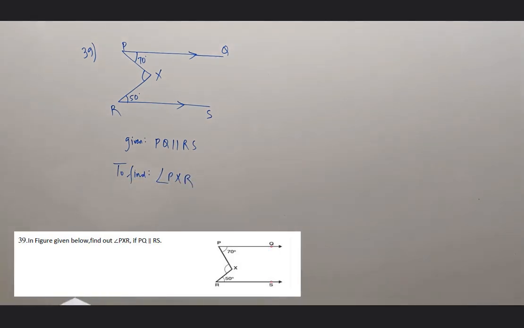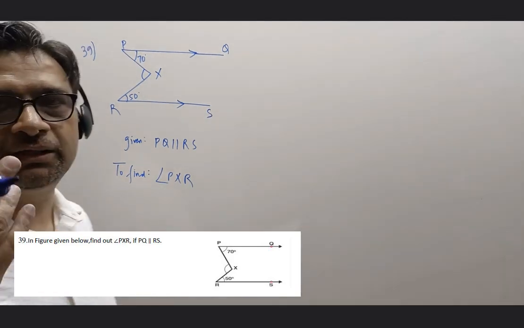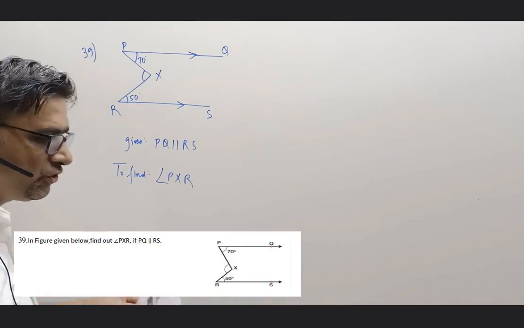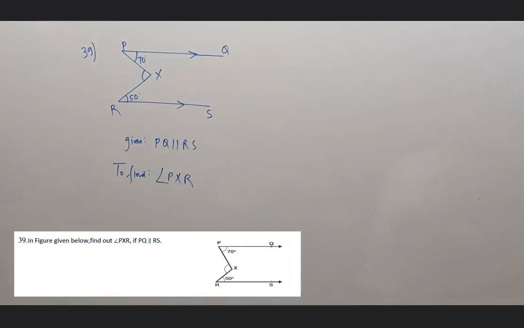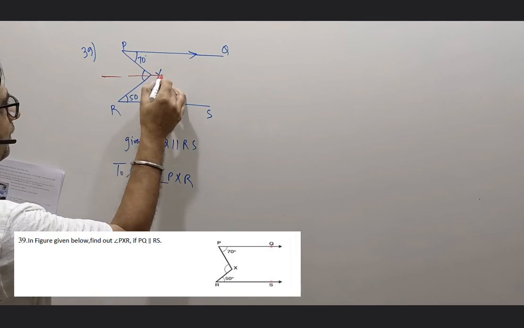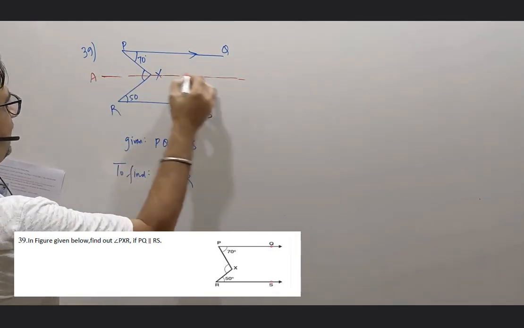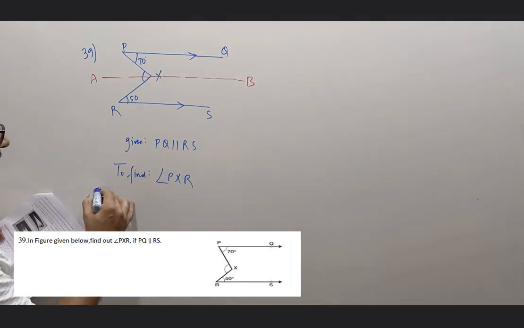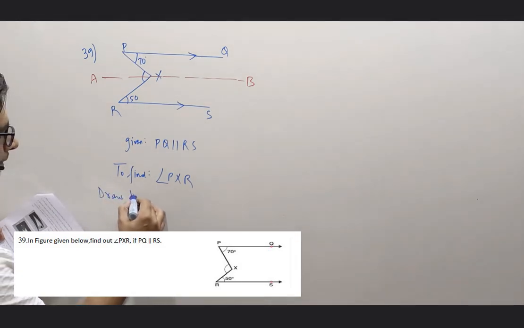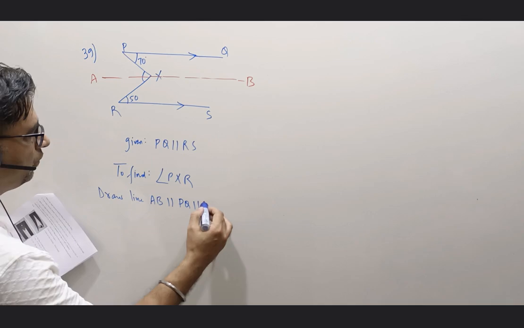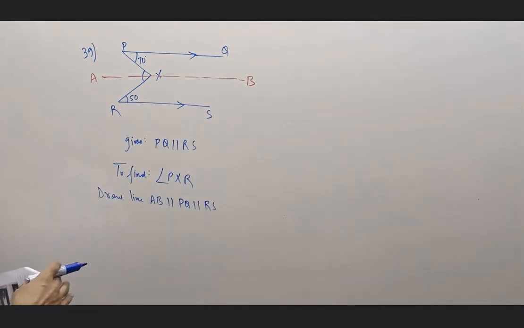So in questions like this, to make use of the various pairs of angles that we are familiar with when two lines are parallel, let us draw a line passing through X which is parallel to both of these given lines. So what I mean is, let us draw a line, let's call it AB, or any line as you may please. Draw line AB, line AB parallel to PQ, which is also equal to RS, because PQ and RS are already parallel. If you draw a line parallel to PQ, it will automatically be parallel to RS.